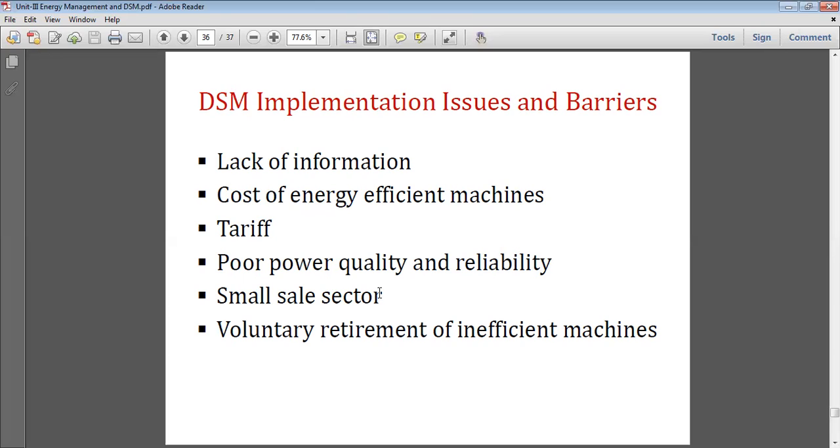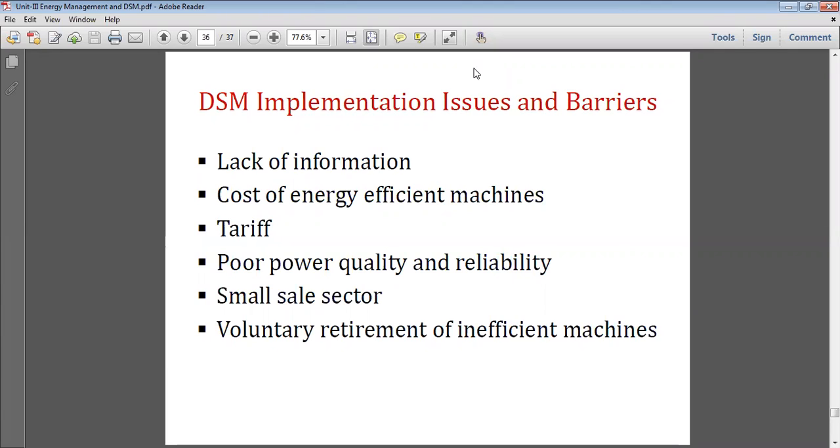So when people are aware about energy conservation, energy efficient machineries and energy efficient gadgets, the production increases. So the cost per production unit decreases. That is, the total cost of production decreases, and hence the market rate of electrical machineries decreases, isn't it? A number of companies come into manufacturing, so again there is competition. So the cost of energy efficient machines is definitely one of the barriers.